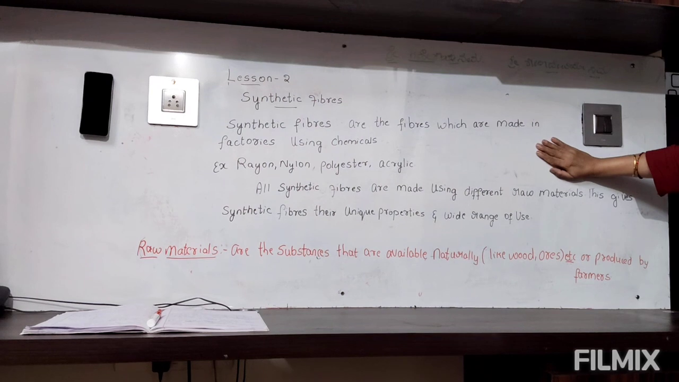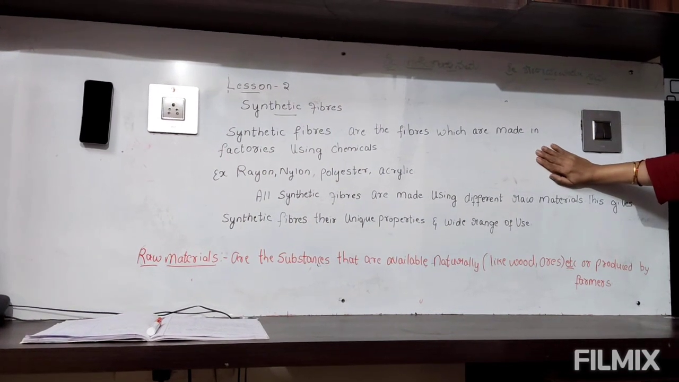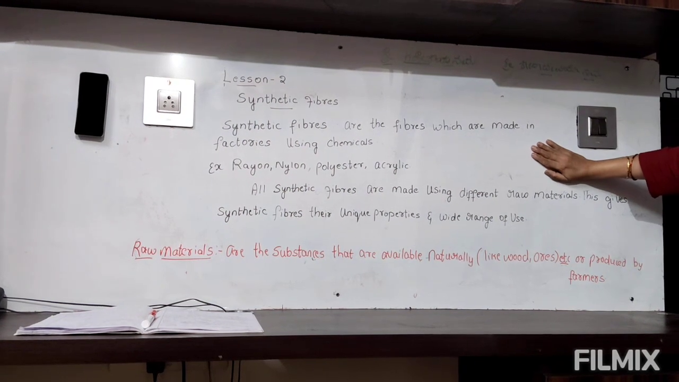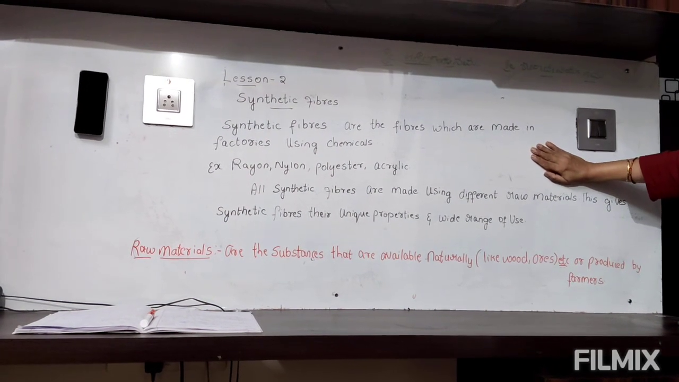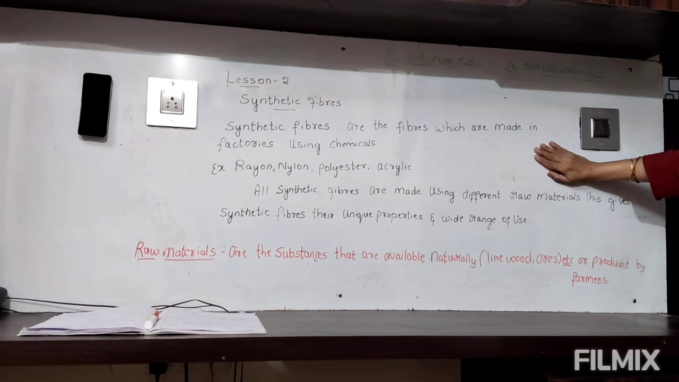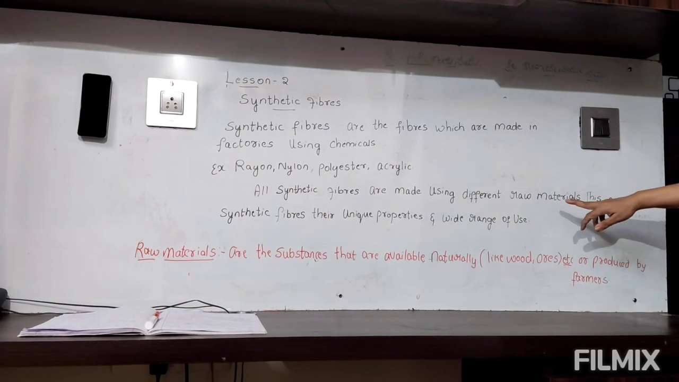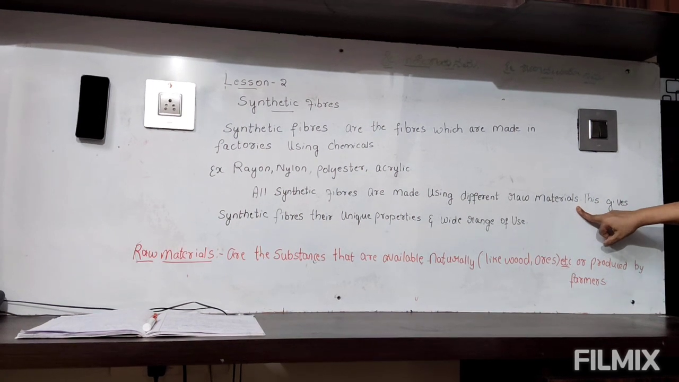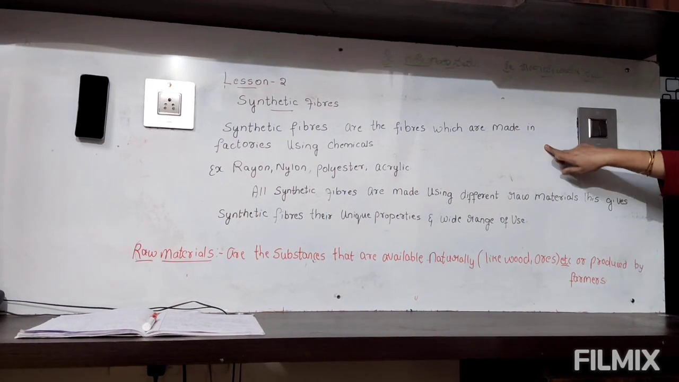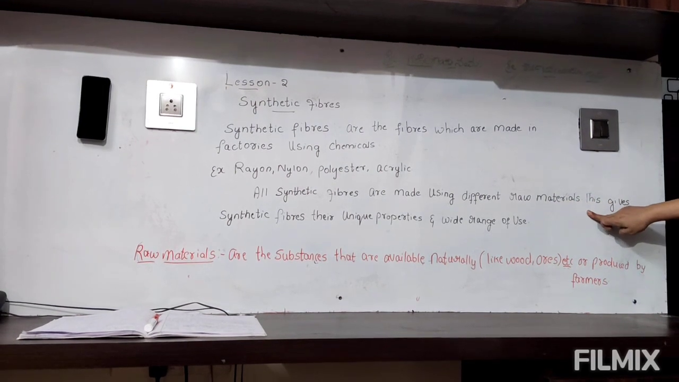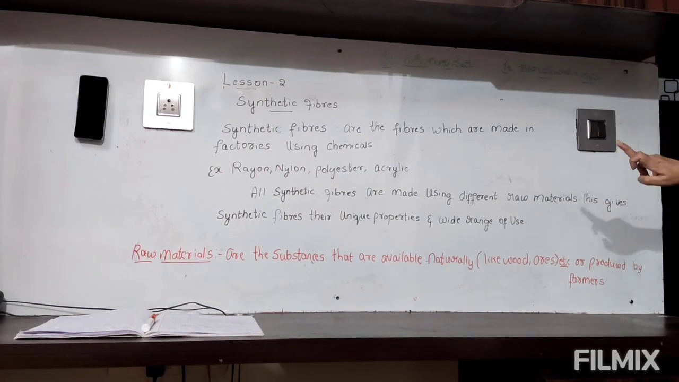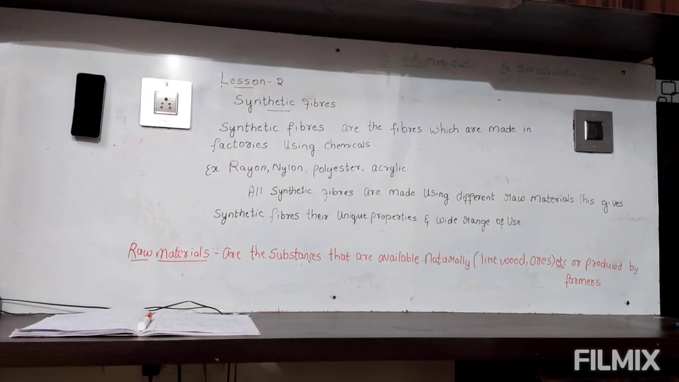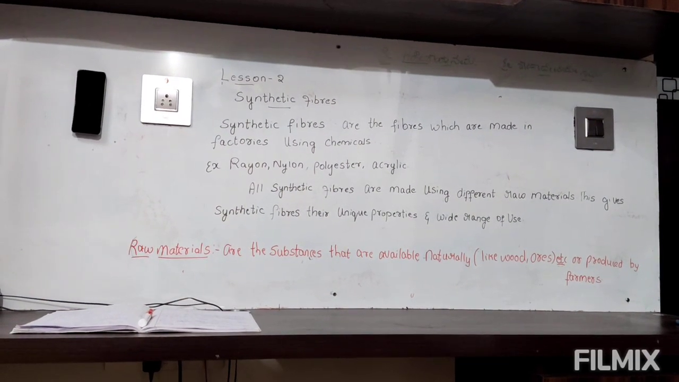Examples: rayon, nylon, polyester, acrylic. You might have used these, but you might not know that these are the fabrics you are using. All synthetic fibers are made using different raw materials. This gives synthetic fibers their unique properties and wide range of uses.